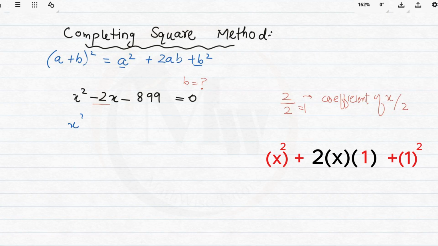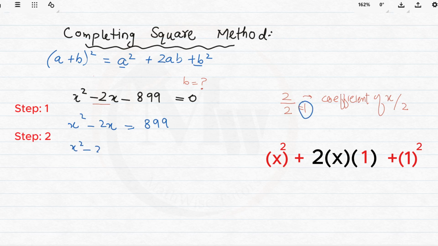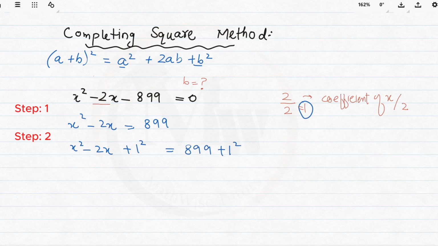So what we do, first we take the 899 on the other side and then add this 1 square on both sides. So the statement will become x square minus 2x plus 1 square is equal to 899 plus 1 square. The third step is we have to complete this square. As we know, a is x and b is 1. The formula will be with a minus because there is a minus with 2x. So it becomes (x minus 1) whole square, and that is equal to 900.